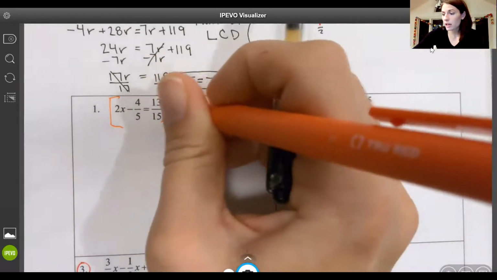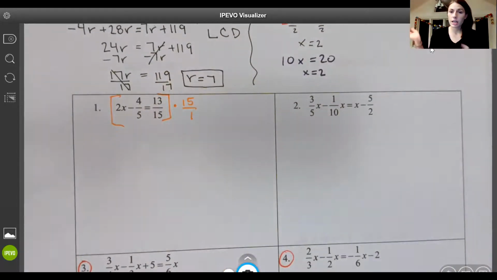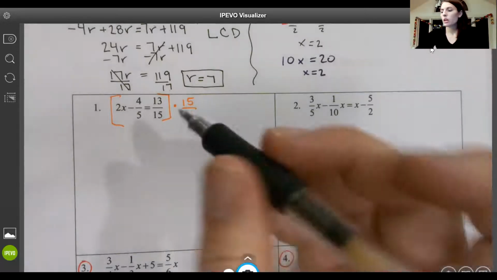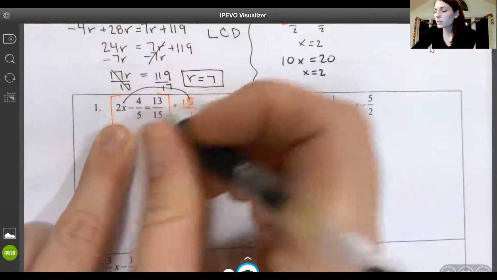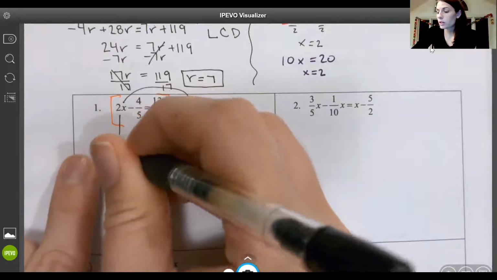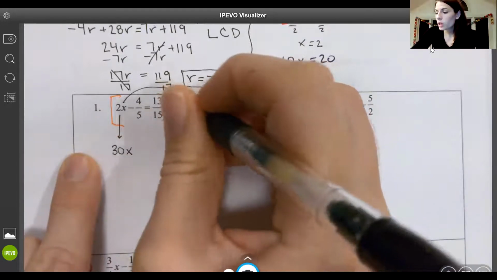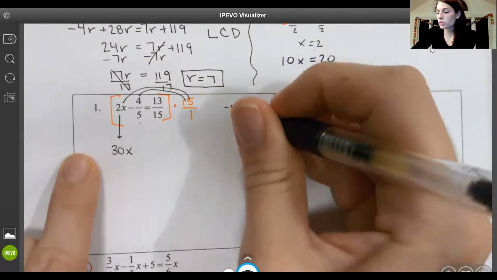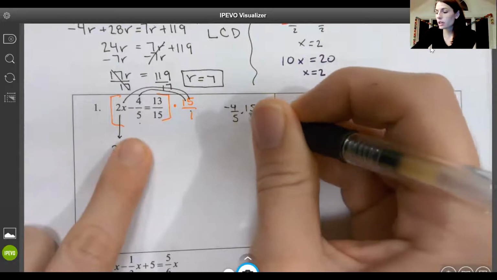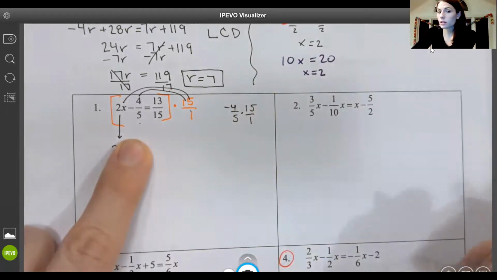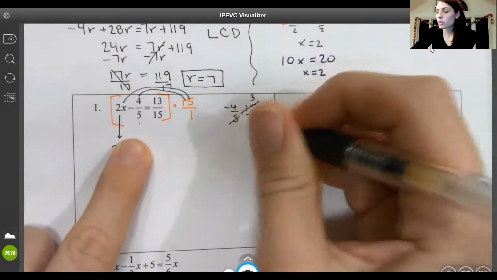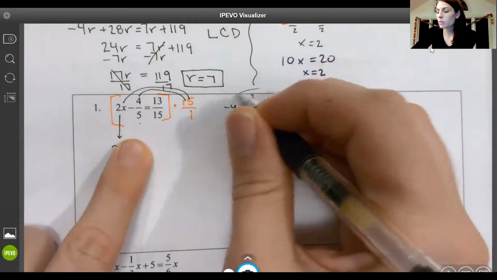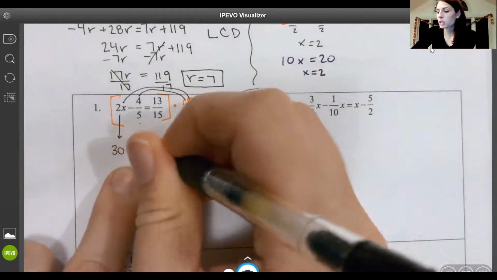So I'm going to multiply everything. Okay, the trick here is everything needs to get multiplied. Fraction, not a fraction, left side of the equation, right side of the equation, every single term. So multiplying 2x by 15, it's going to make that 30x. Multiplying negative 4/5 by 15. So again, let me do a little work over to the side. Negative 4/5 times 15. This is going to reduce, become 3 over 1. And then I can multiply. That's going to give me negative 12.